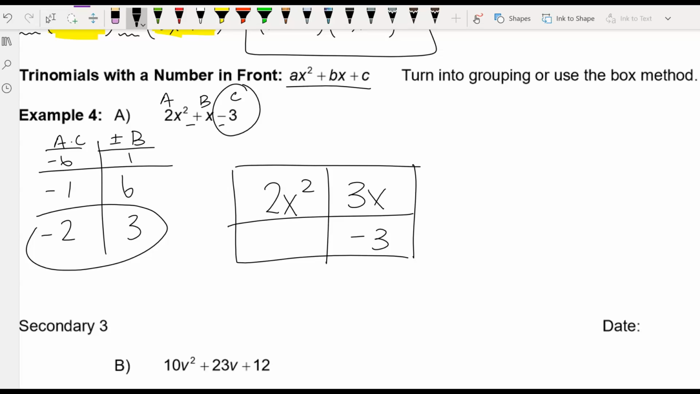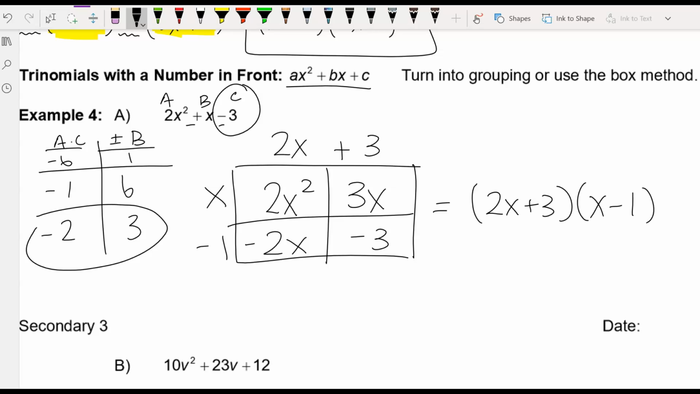So we have 3x, -2x, and then you're just pulling out the ones that are in common. So they have a 2x in common, +3 in common. Here they just have an x, and here is -1 because they don't have any other number in common. So our factors are 2x plus 3 and x minus 1.